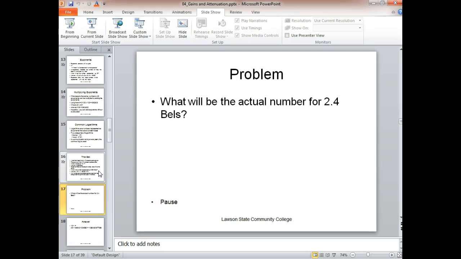So it says convert this to dB. All I do is multiply this number by 10, and I call it decibel or dB. So how many dB would 2.4 bels be? Well, it would be 24 dB. Y'all understand that? You don't have to use a calculator. If you multiply a number by 10, you just move the decimal to the right.